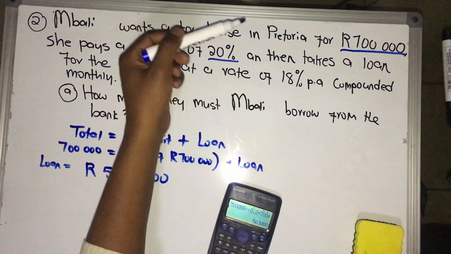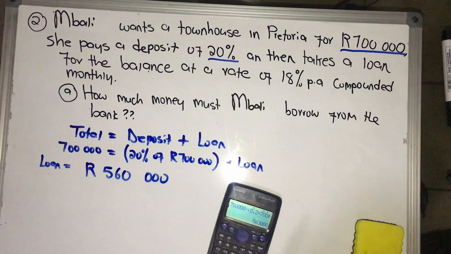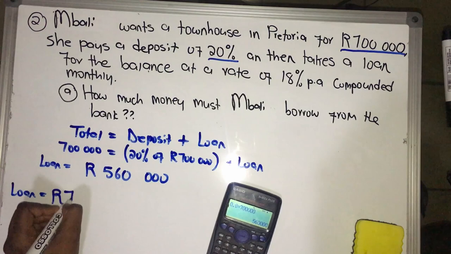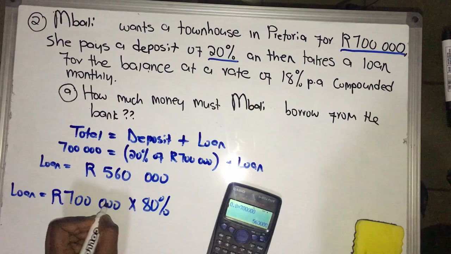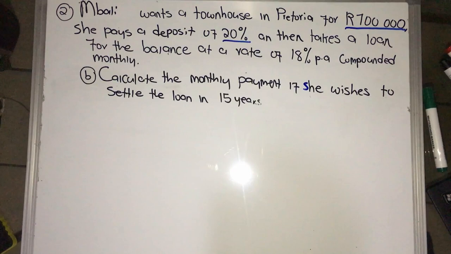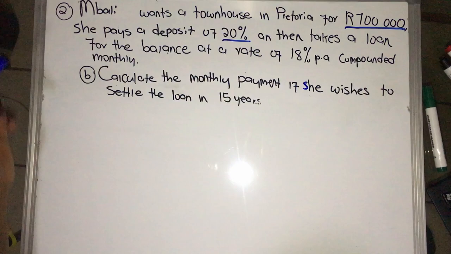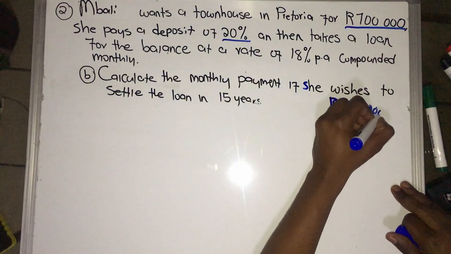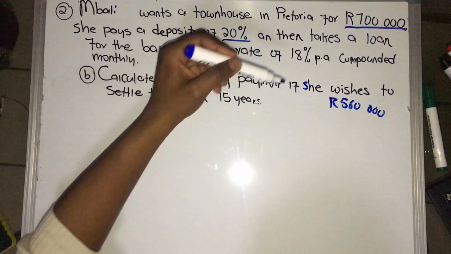Okay. So another approach: if Mbali puts down a deposit of 20%, what are we financing? The remaining 80%. What is the loan? The remaining 80% of 700,000. So that is 0.8 times 700,000. So your loan is 700,000 multiplied by 80%, because the 20% went to the deposit. Okay, so we get 560,000. All right, so the question is now, remember the amount we financed is 560,000 rands.